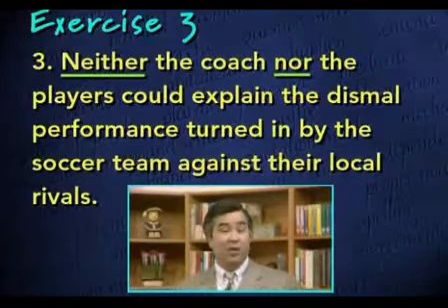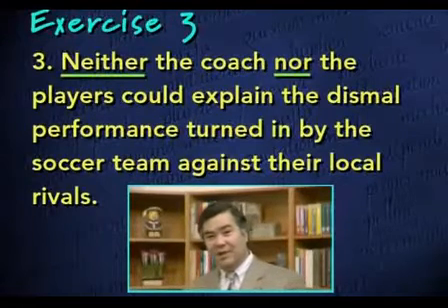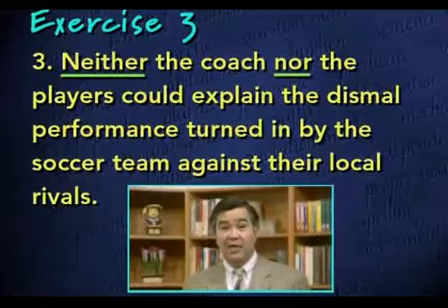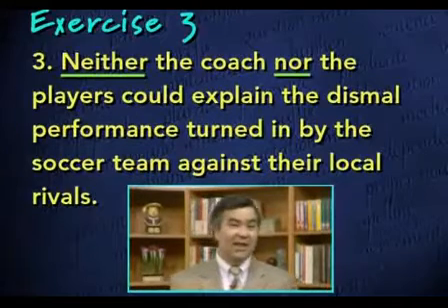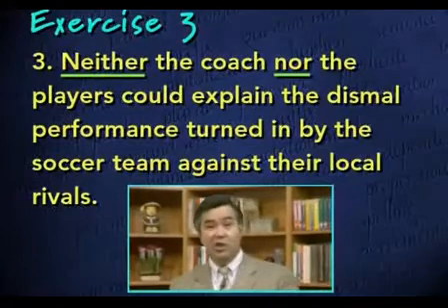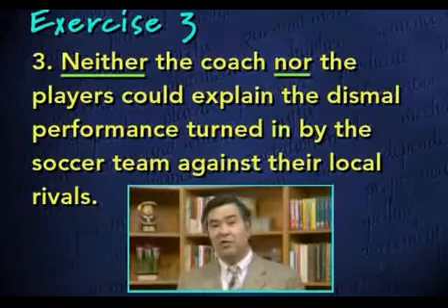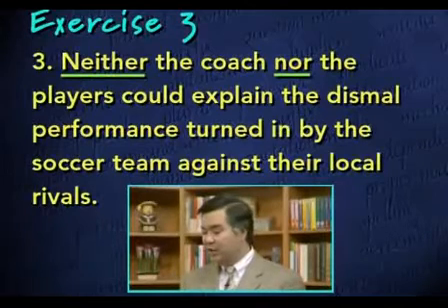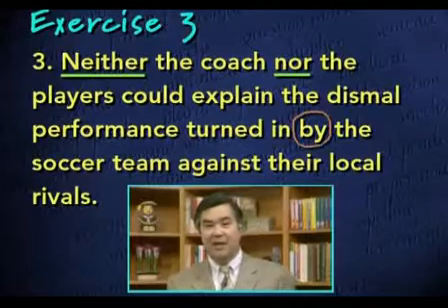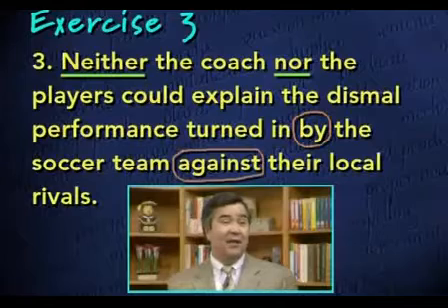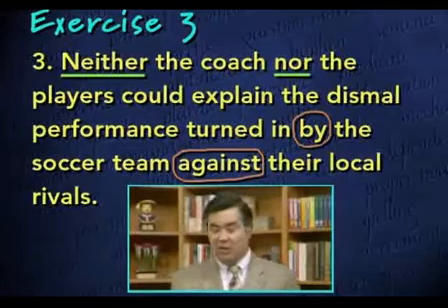Those 2 words always belong together, so when you begin with neither, you need to use nor within a few words. So in this sentence, the correlative conjunction neither nor has been used correctly. Neither the coach nor the players. The correlative conjunction in this case is being used to connect 2 nouns, coach and players. We don't have any other conjunctions in the sentence, but we do have 2 prepositions, introducing, of course, prepositional phrases. By is the first preposition, introducing the prepositional phrase by the soccer team, and against their local rivals. Against is the preposition, and against their local rivals is the prepositional phrase.